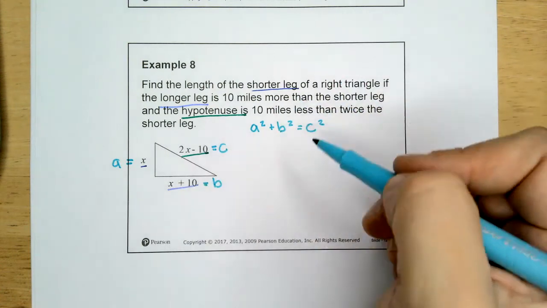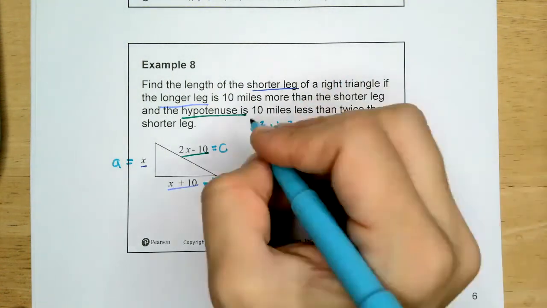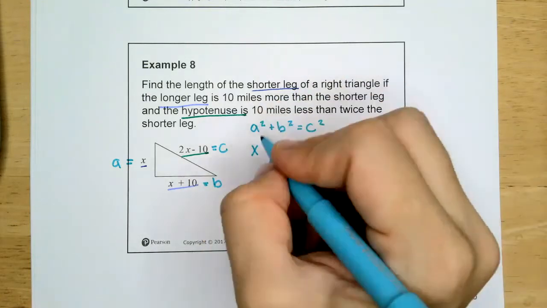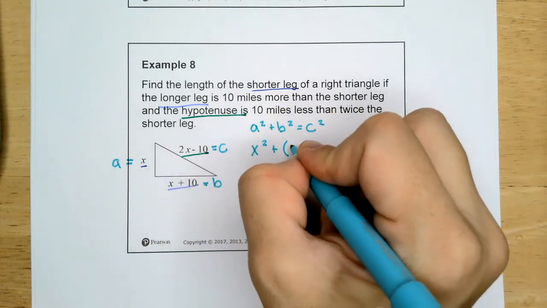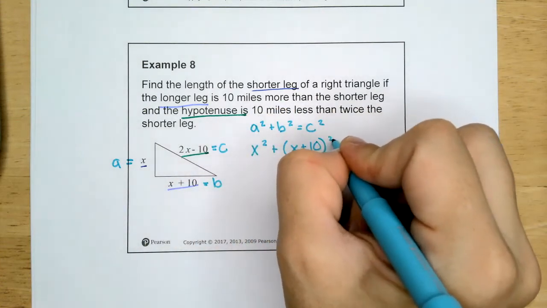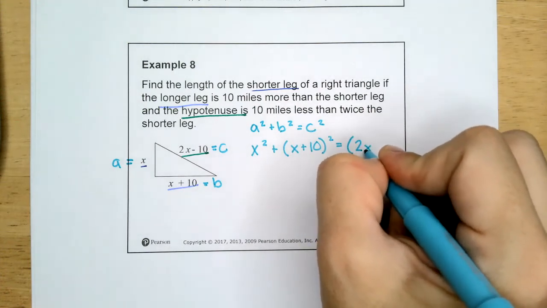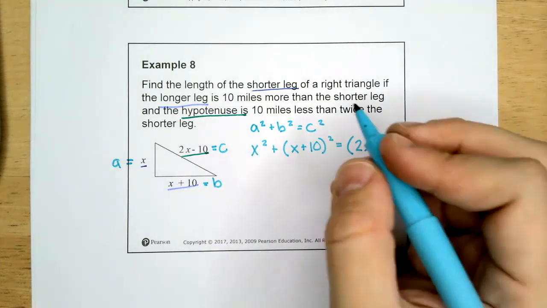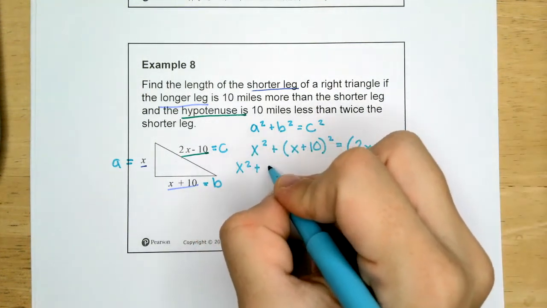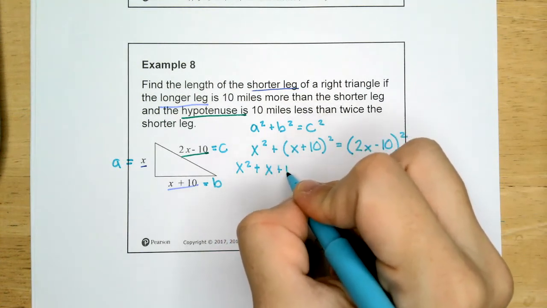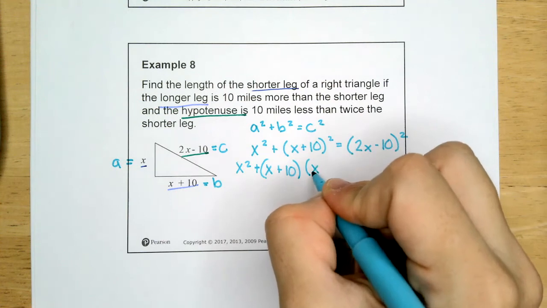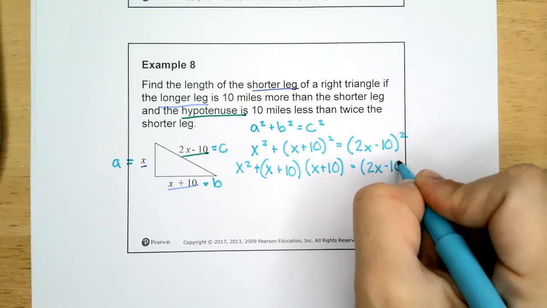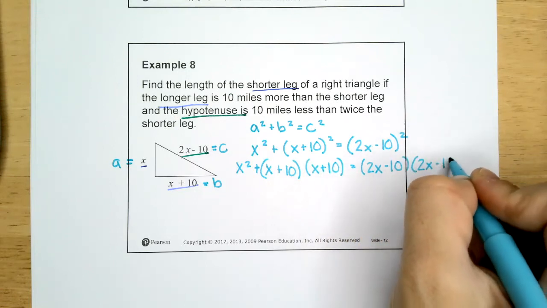So I'm just gonna plug these into A squared plus B squared equals C squared. I'm not gonna forget the squared. So I have x squared for A squared plus B is x plus 10. X plus 10 squared equals 2x minus 10 squared. I'm gonna FOIL this out. X squared plus x plus 10 times x plus 10 equals 2x minus 10 times 2x minus 10.